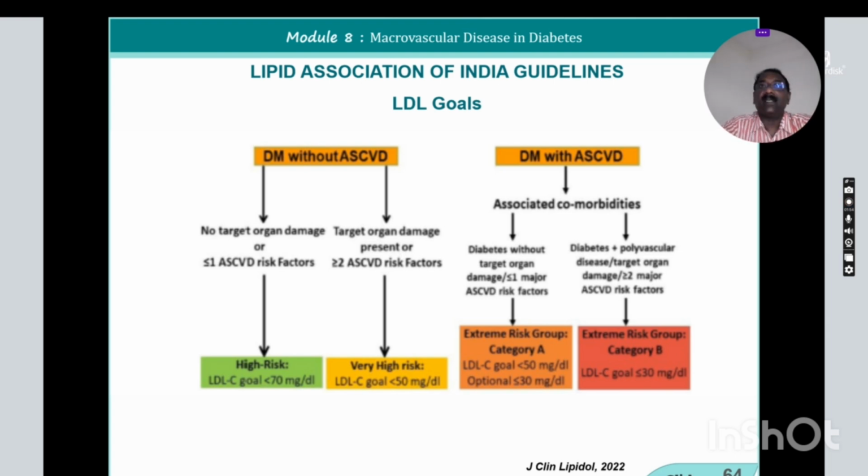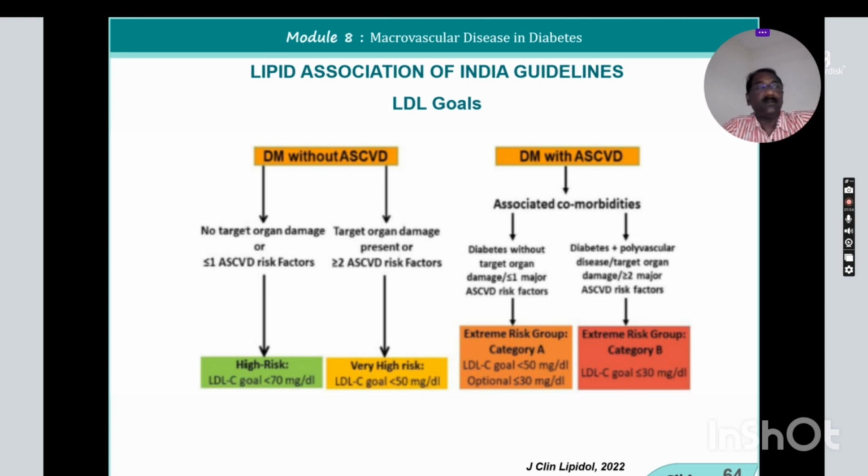Less than 70. So in all diabetic individuals, the minimum LDL goal is 70, because he doesn't have any atherosclerotic cardiovascular disease, and also no target organ damage, no LVH. ECG is normal, X-ray is normal, creatinine is normal, everything is normal. Even then the LDL goal is less than 70, simply because he is a diabetic.